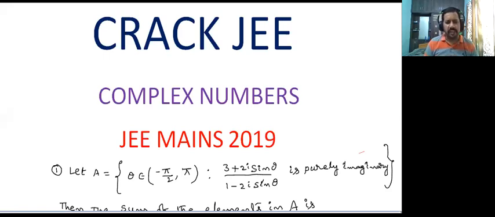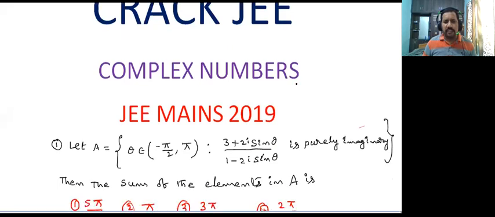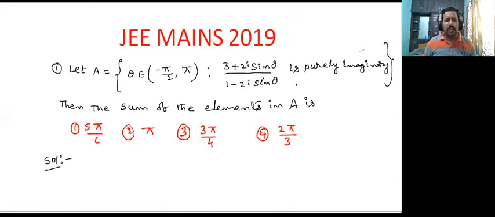Already mathematics faculty. Now today we are going to discuss complex numbers, previous competitive questions in JEE Mains 2019 given. Read the question.